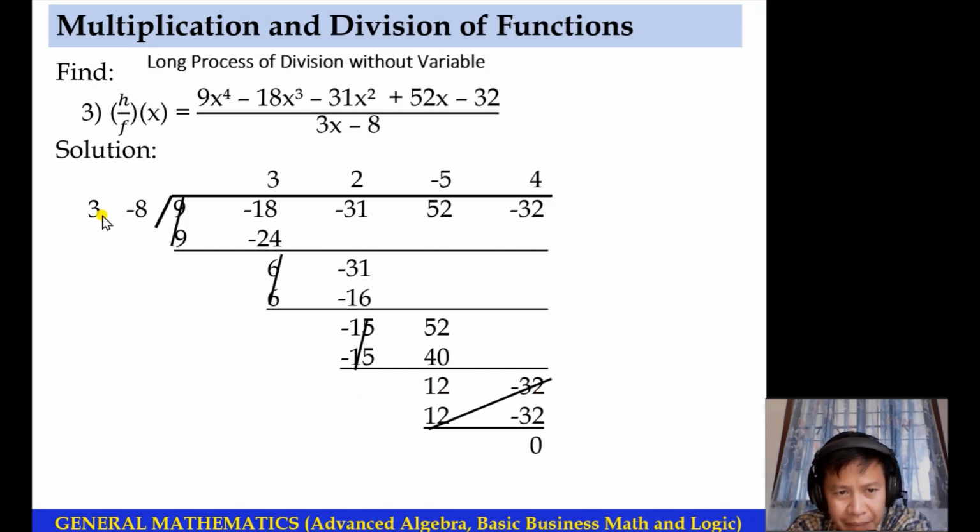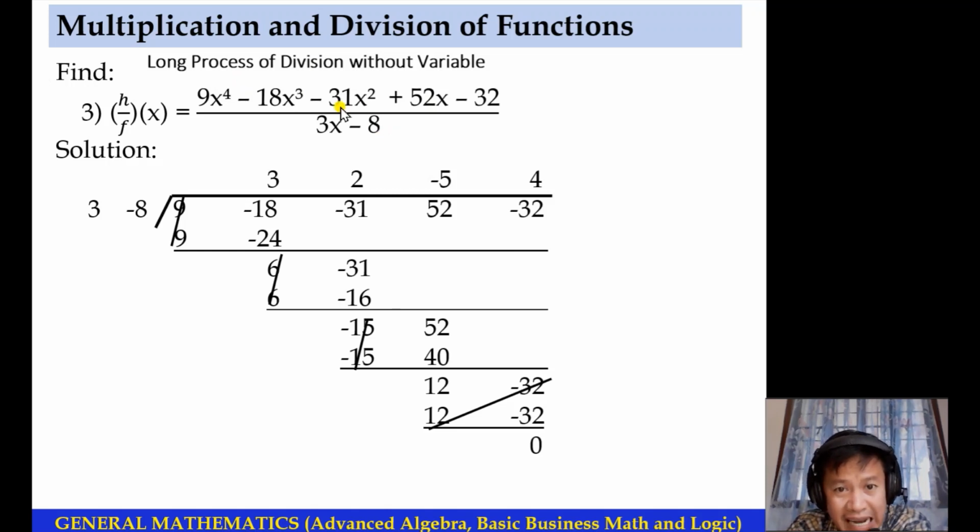Then 12 divided by 3 is equal to 4. Then 4 times 3 is equal to 12. Then 4 times negative 8 is equal to negative 32. And this is canceled out and this is 0. If the remainder is equal to 0, this means that this quartic function has a factor.